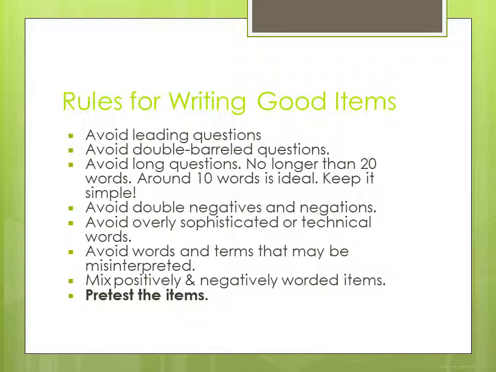Obviously, avoid double negatives and negations, or overly sophisticated or technical terms. And oftentimes what's technical to somebody else might not seem like a technical or sophisticated term to you. So as you see at the bottom where it says pre-test the items, that's what's most important: pre-test the items on the particular population that you're doing the survey for. And avoiding words and terms that can be misinterpreted easily.